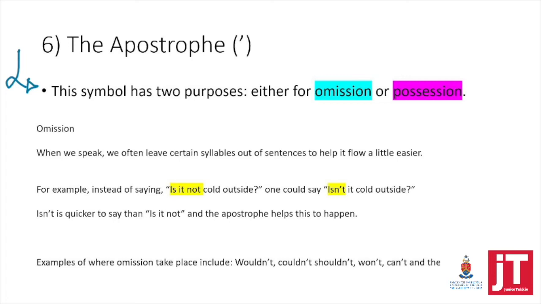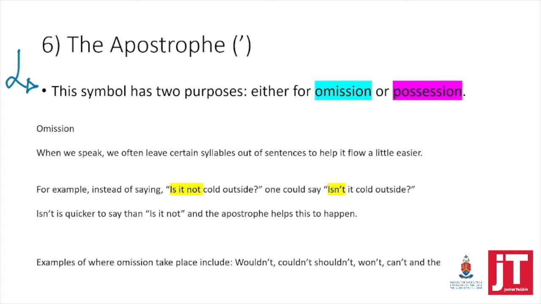Okay, it's got two purposes, either omission or possession. It's a good idea to write these two words down, okay? I say this because they often do say, what is the purpose of this apostrophe? And now you must be able to say, well, it's showing possession, and you kind of explain why. So yes, please do write these two main words down.